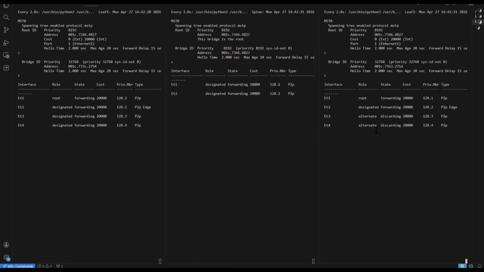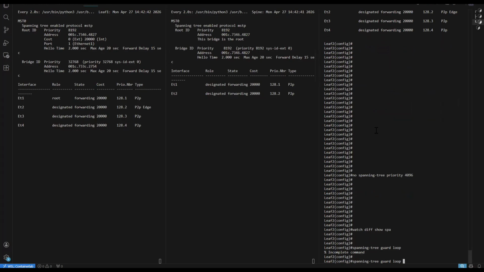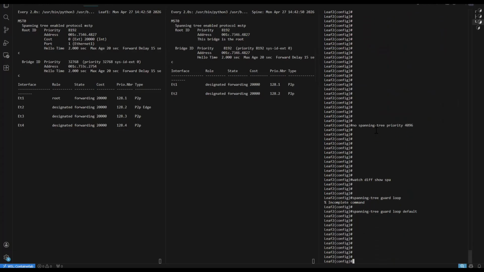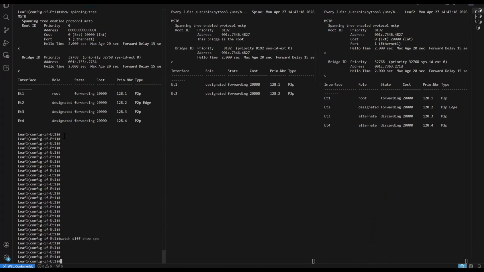So instead of going to each interface, I'm going to configure it on the global spanning tree. Spanning tree guard loop default. Incomplete command, enable, sorry, default. So I configured a spanning tree loop guard on the global level. Now watch diff show spanning tree. Okay, so I enabled spanning tree loop guard on all the interfaces on leaf 2.